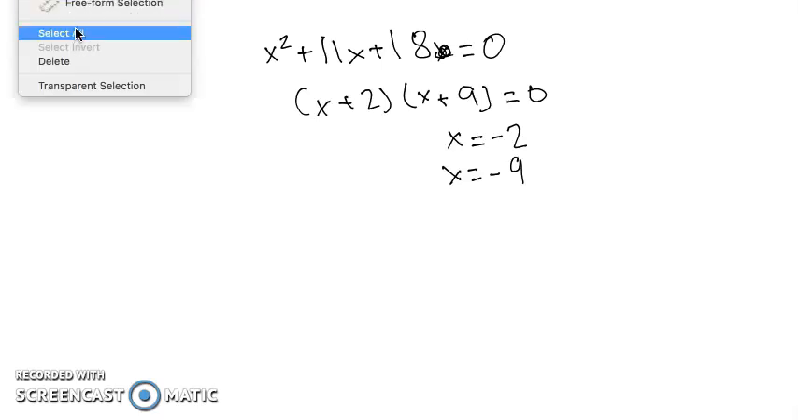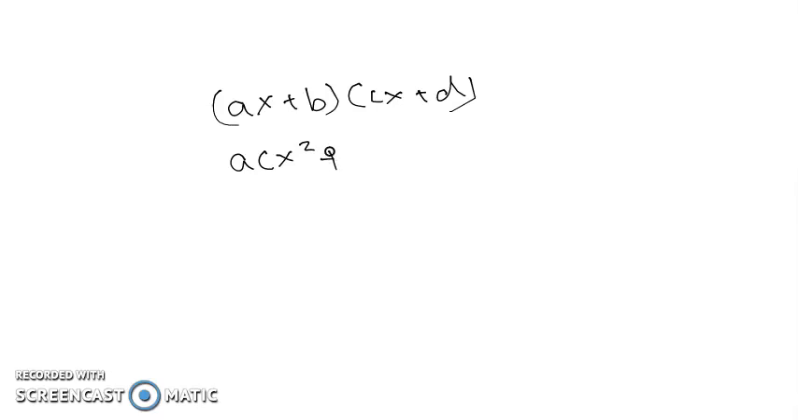Now I will show you how to do this if your first coefficient was not 1. So say you wanted to come to this, ax plus b times cx plus d. When we expand this, we get acx squared plus adx plus bcx plus bd equals 0.